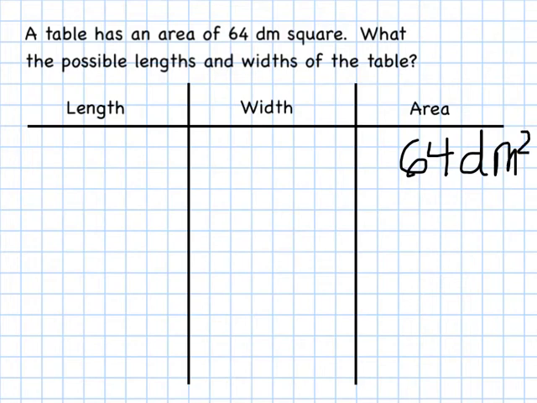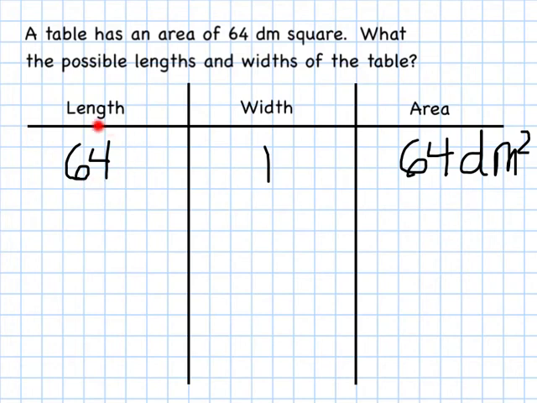Okay? So the first one is pretty easy because we know that I could take 64 and multiply it by 1 and I'd get 64 decimeters square. We also know that since the length is so much bigger than the width, this is going to be a very narrow table.